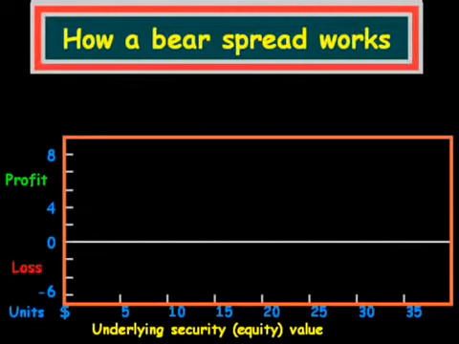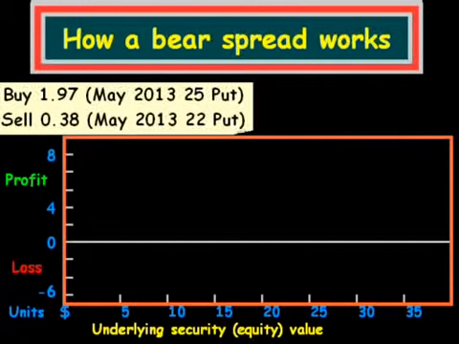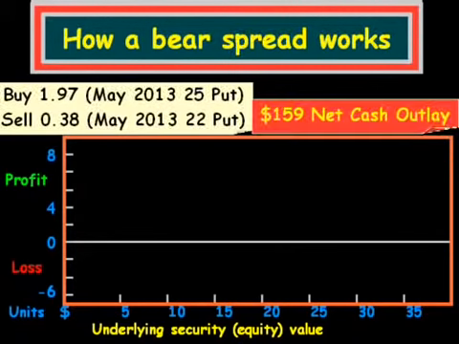Now let's take a look at how this looks on a graph here. Remember, we are paying $197, because the option is 100 shares, so think of the 197 times 100, and then we are receiving 38 cents times 100 shares. And the difference between that means that we are paying a $159 net cash outlay. So that is how much we've spent so far.